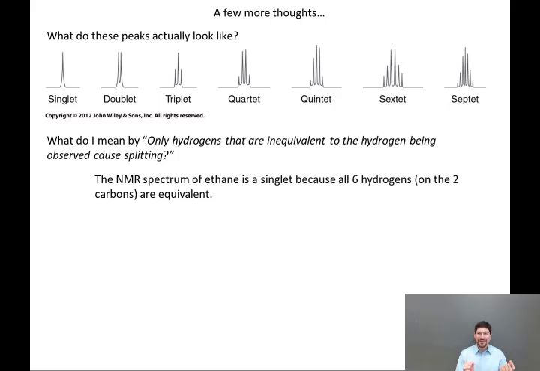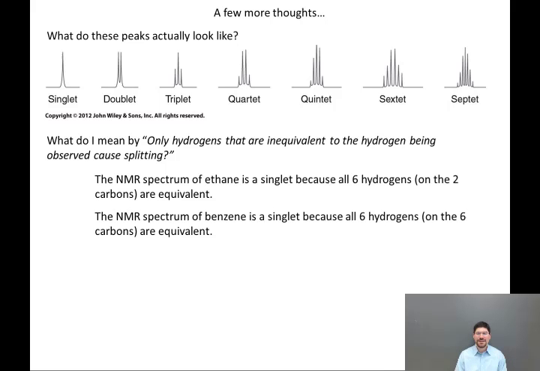If you applied the n+1 rule strictly, you would say for one particular hydrogen, there are 3 hydrogens on the adjacent carbon, and you would think it might be a quartet. It is not. It is a singlet. The same thing applies to benzene. Benzene is a singlet because all 6 hydrogens on the 6 carbons are equivalent. There's no functional groups on the ring. Once we get to aromatic compounds that have additional functionality on the ring, things get a little more complex, and we'll have an entire lesson dedicated to dealing with those situations.